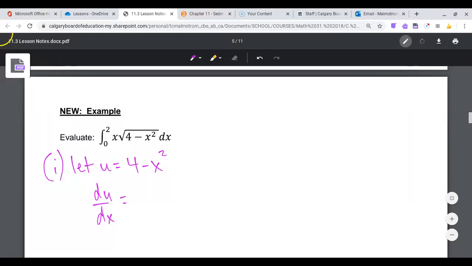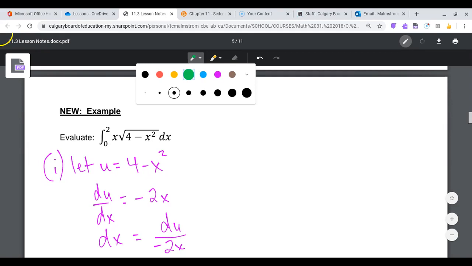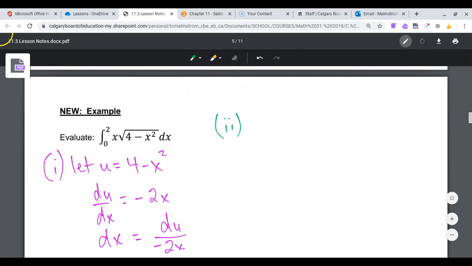The derivative of negative x squared is negative 2x. And when I rearrange that, dx would be equal to du on negative 2x. And then the second thing I'm going to do is figure out my new boundaries.